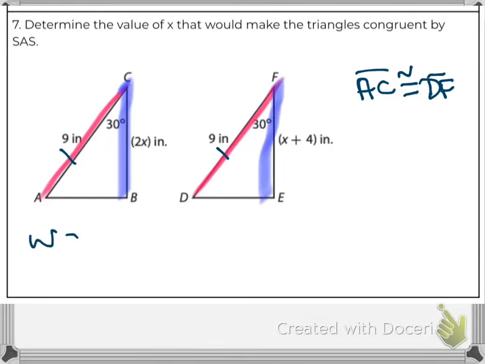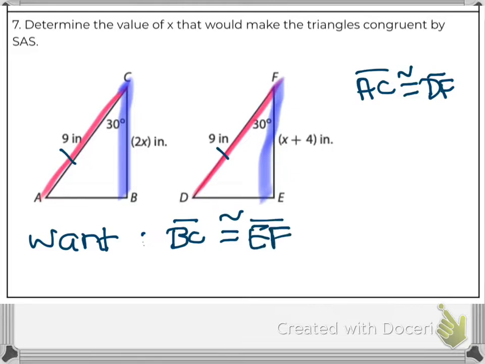So what I want is for BC to be congruent to EF. That would then make these triangles have the 2 sets of sides. Now if I look at the included angles, they are both given as 30 degrees. So I do know that angle C is congruent to angle F. Only have to use 1 letter to name those angles because they are non-adjacent angles.